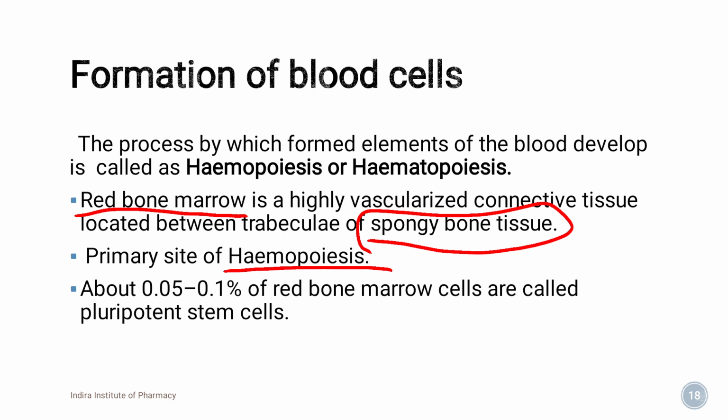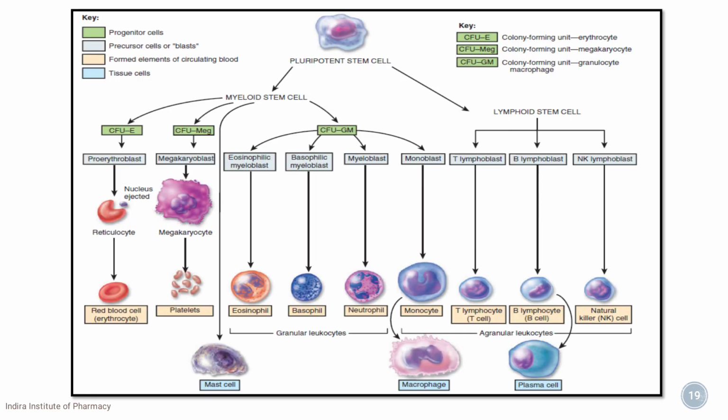So about 0.05 to 0.1% of the red bone marrow cells are called pluripotent stem cells. So we'll see by which process they are formed. So now you have a red bone marrow.